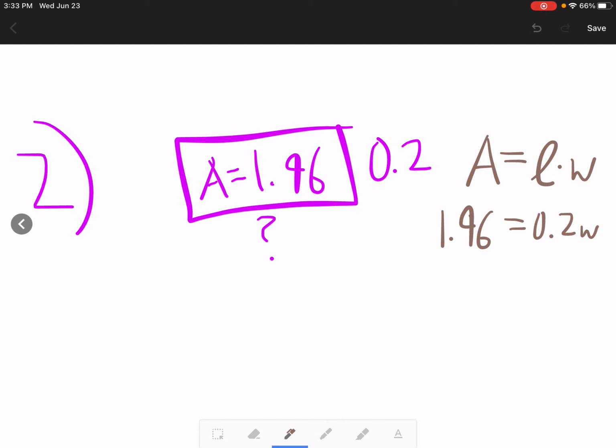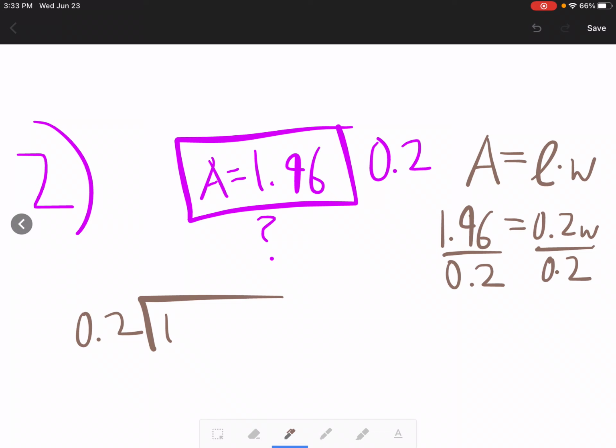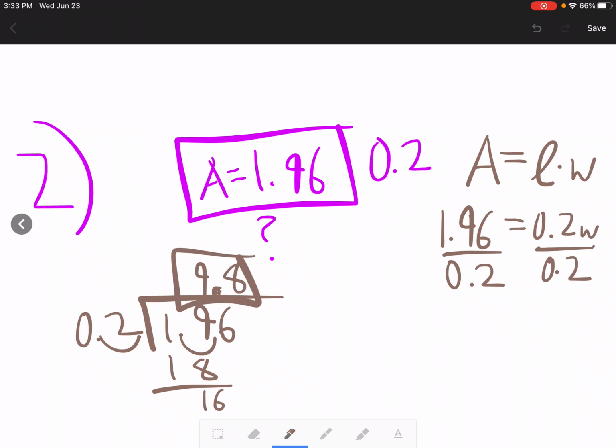Now here, we could ask ourselves what times 0.2 is 1.96, but we can really see how the division process comes into play here to help us solve. So off to the side, 0.2 into 1.96, bump it over so our decimal's there. 9, that gives me 1.8, then 1, 6, 8. Perfect. So our question mark here has to be 9.8. So again, what we're doing is we're using the area formula, we're plugging in our known quantities, and then we do some division. Again, these were the easy examples.